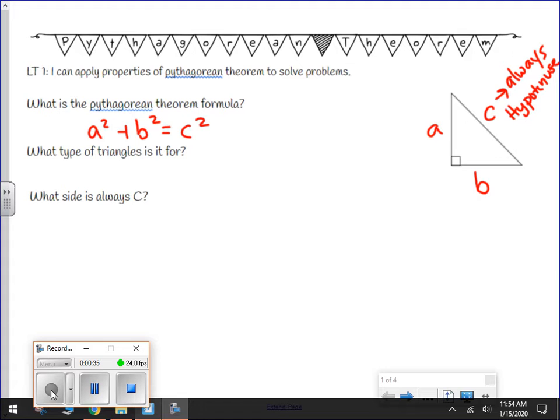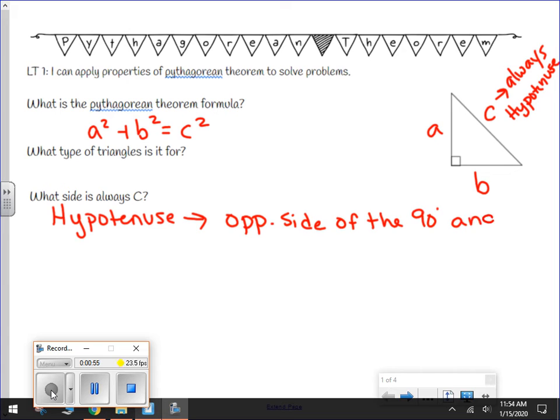Okay, so the hypotenuse is the side that is opposite of the 90-degree angle. We use Pythagorean theorem for right triangles only. So it has to have a right angle.